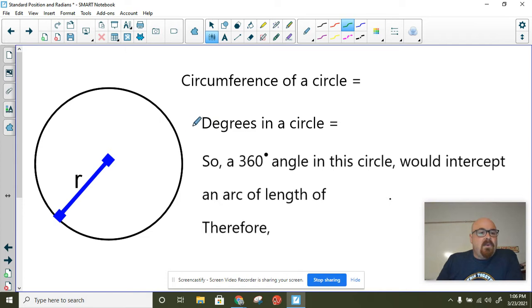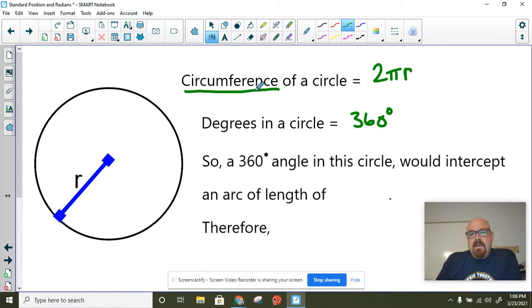But in order to draw this connection between degrees and radians, which are two different units that calculate the same measurements, let's talk about circumference, right? You should remember that the circumference of a circle is 2 pi r, okay? And you know that in a circle there are 360 degrees. Those are two things that you should absolutely know, okay? Now, think of the circumference as an arc length, okay?